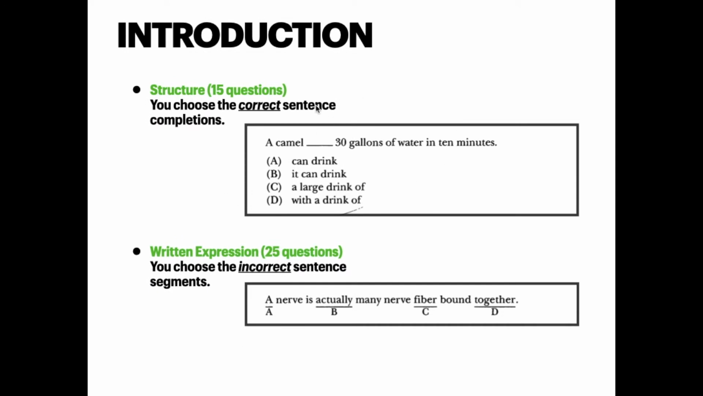So here's an example of the structure part. You have a blank and you have 4 options. The 4 options are correct by themselves, but only one is correct in terms of this sentence. When you put it in this sentence, only one will be correct. And then in the other part, you have 4 underlined segments, and you have to choose which segment is incorrect. You have to be able to analyze the sentences and to know why they are correct or why they are incorrect.